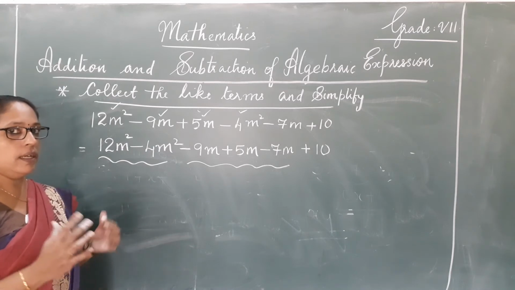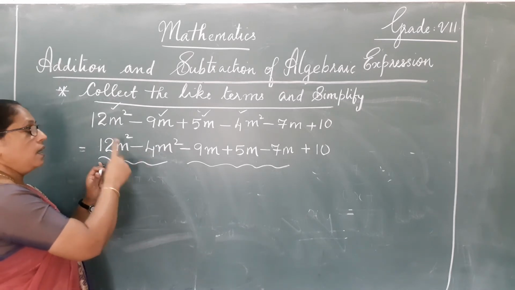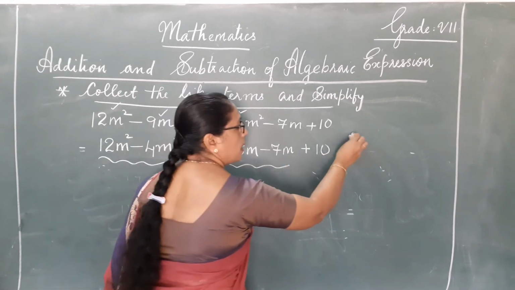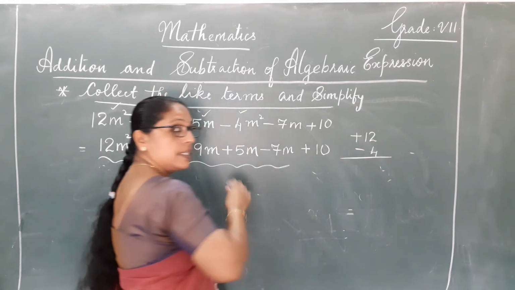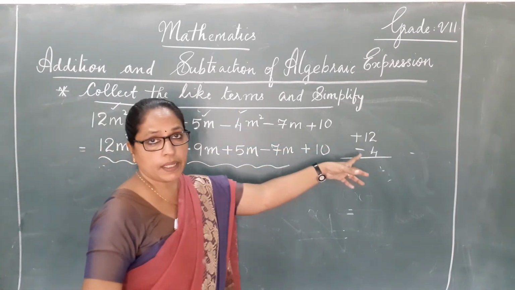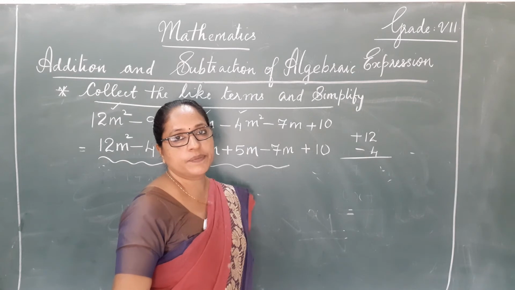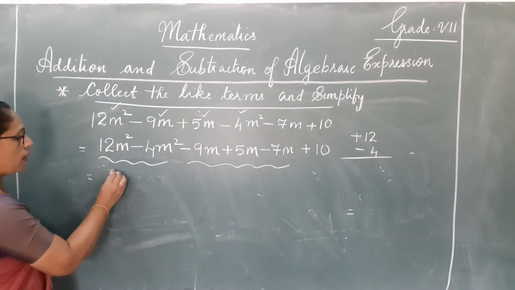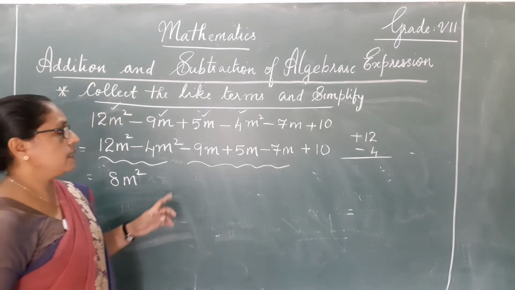Now we do the addition according to the signs. Look at the signs first. Positive 12 and negative 4. You learned integers. So everywhere, whatever you have learned, its application is coming. Yes, positive 12, negative 4. What do you get? Yes, you get positive 8. So 8m square. Okay, that is done.